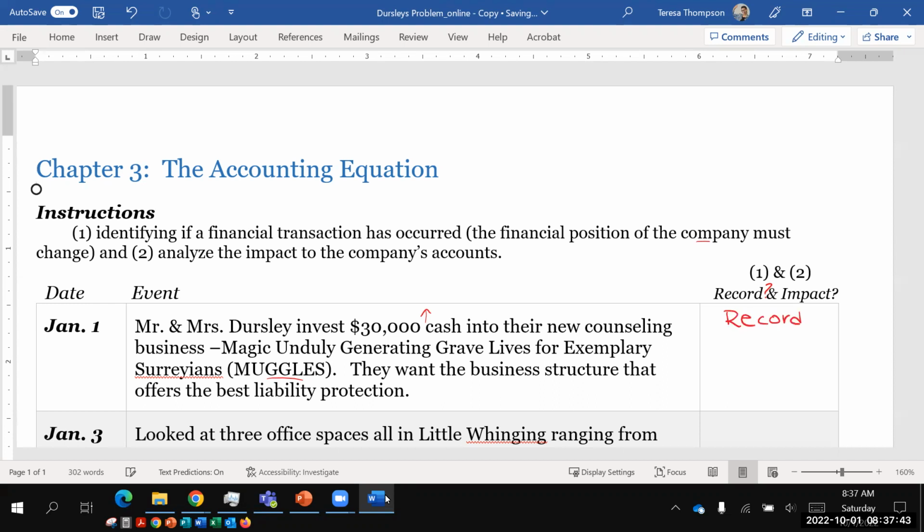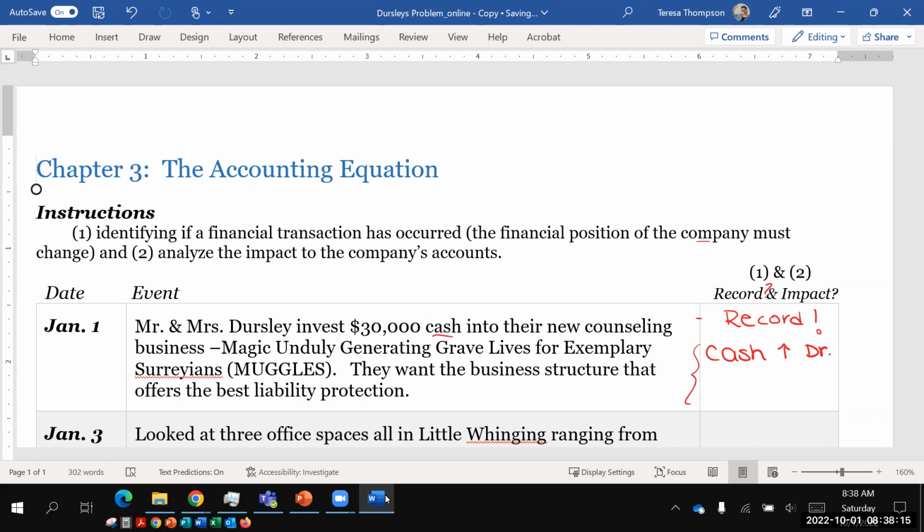So record. Now, at least two accounts have to be impacted. Okay, so one's obviously going to be cash. Cash is going to be impacted, and it's going to be an increase to cash. Then think back. If we want to increase an asset, we do so with a debit. This is just kind of setting us up for the second step in the accounting cycle. Okay, so we're identifying if it needs to be recorded, and then what are the accounts and the impact.